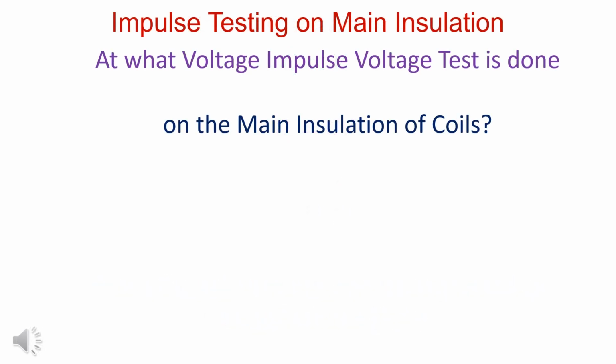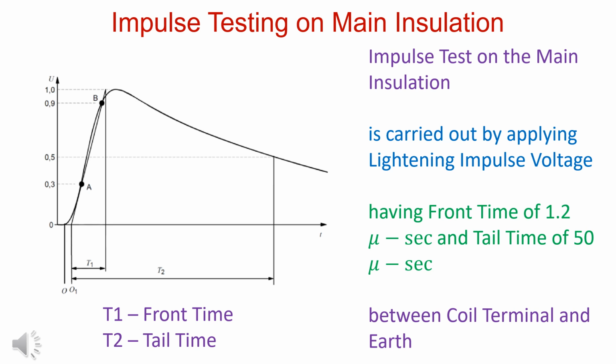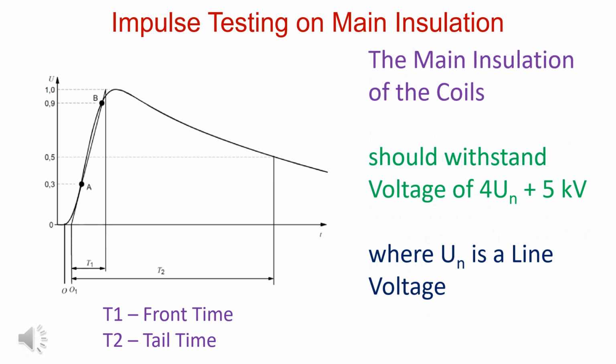At what voltage is impulse voltage testing done on the main insulation of a coil? It is carried out by a lightning impulse voltage having a front time of 1.2 microseconds and a tail time of 50 microseconds. The main insulation of a coil should withstand an impulse voltage of 4 UN plus 5 kV, where UN is the line voltage of the electrical machine.